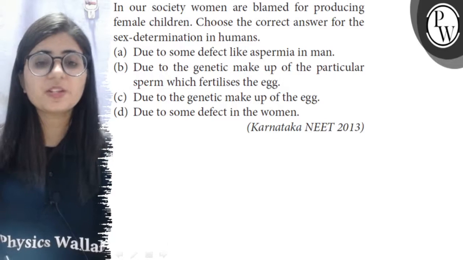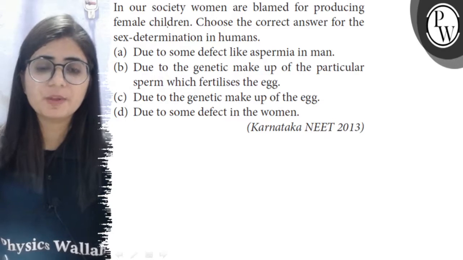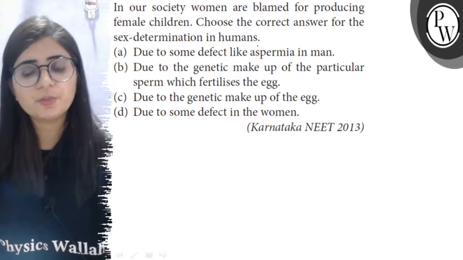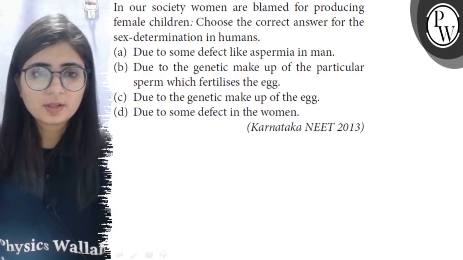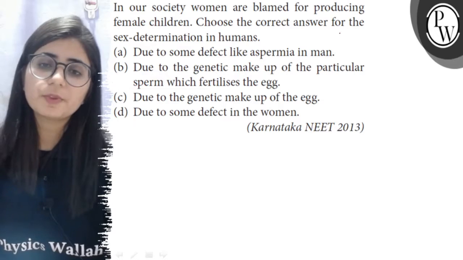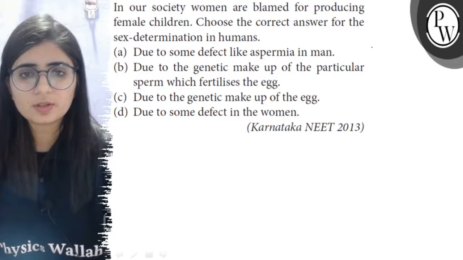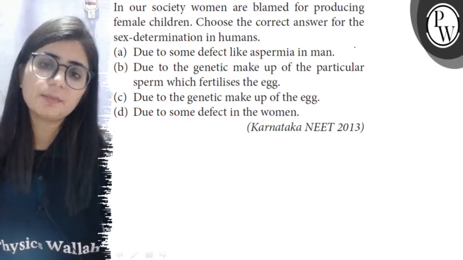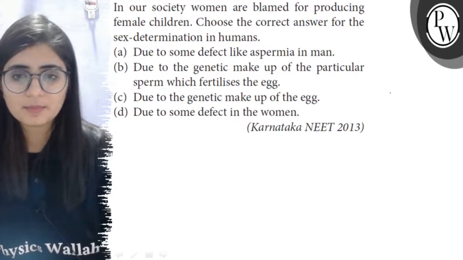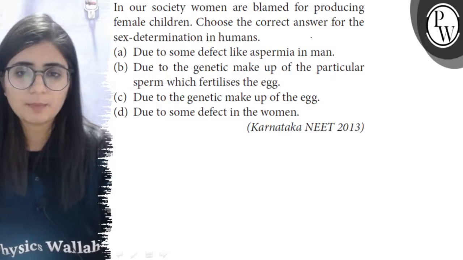Hello बच्चों, the question is, in our society, women are blamed for producing female children. Choose the correct answer for sex determination in human beings. In our society, the females are generally blamed for producing female child. So this is not correct because it is actually the male who is responsible for producing the male or female child, and it can be proved by the genetic makeup of males and females.